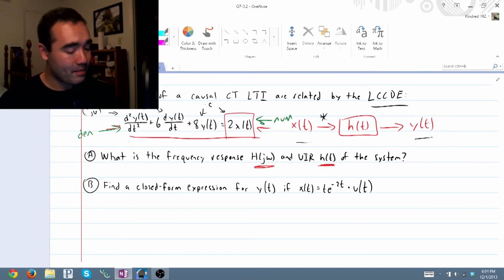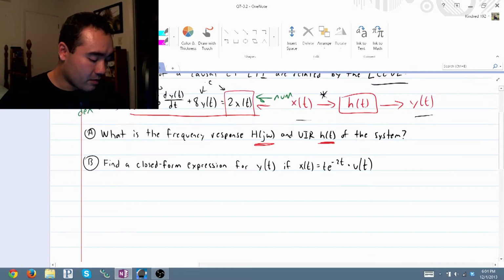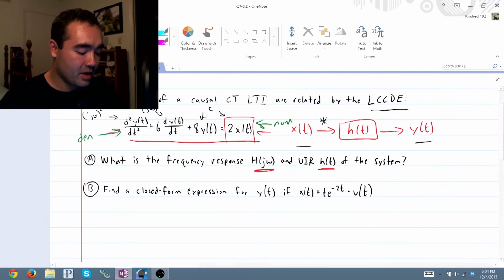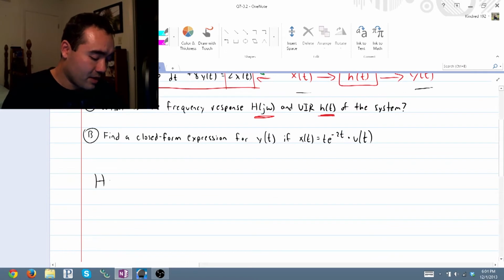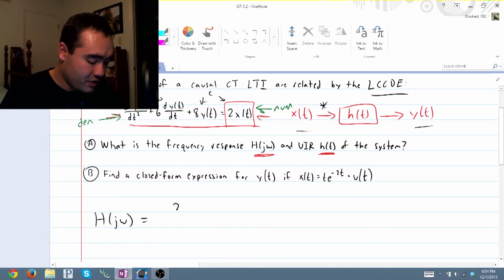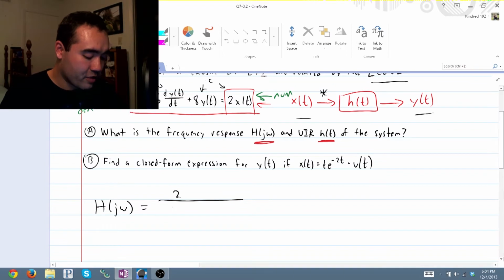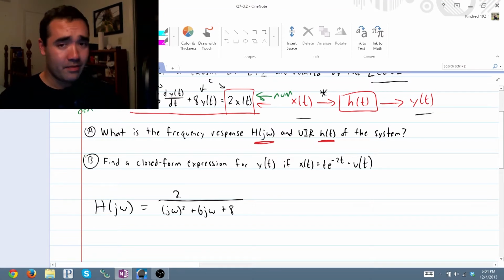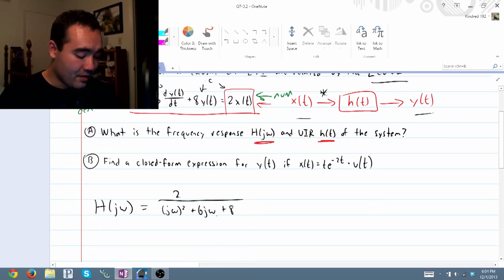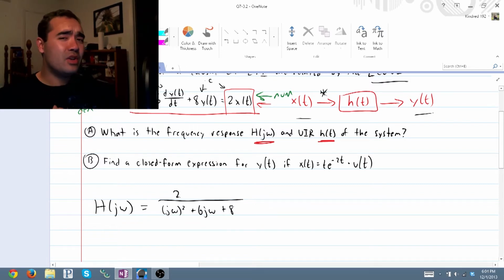And so what does that mean? What that gives us is h of j omega. So I'm going to write this as h of j omega. It equals 2, because we've got this 2x of t, over, and I'm just rewriting this expression here on the left in our j omega form, which is j omega squared plus 6j omega plus 8. And it's that easy.